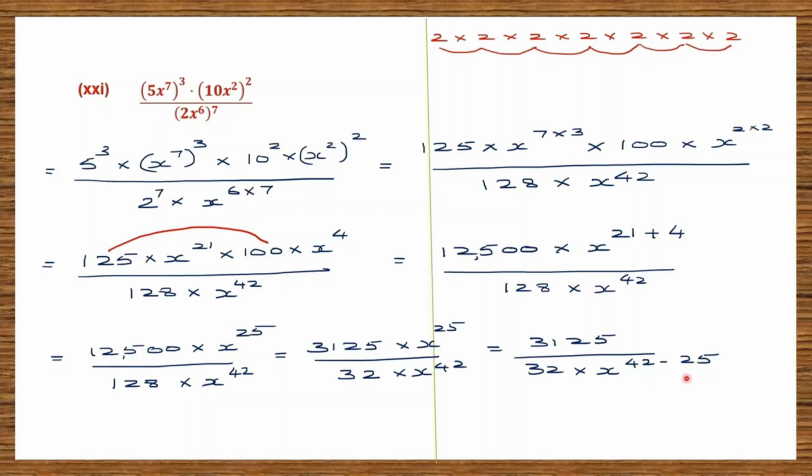And how much is 42 minus 25? 17. So that means, what do we get here? 3,125 by 32 x to the power of 17.